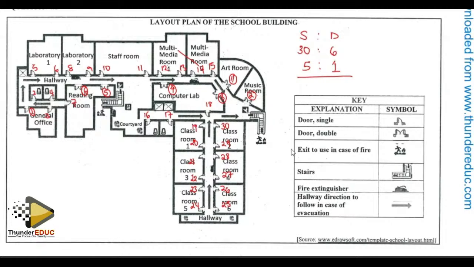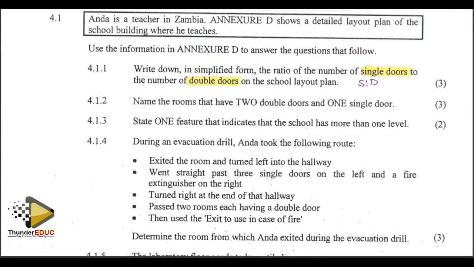Then we look at the computer lab. It can accommodate a lot of people from different sectors, like people from different subjects might come to do their research. All right, that's how we get the ratio in simplified form. So we are saying we have 30 single doors is to 6, and this became 5 is to 1, simplified form.